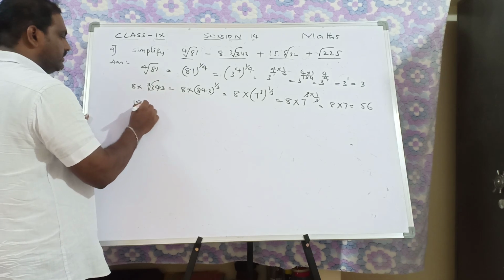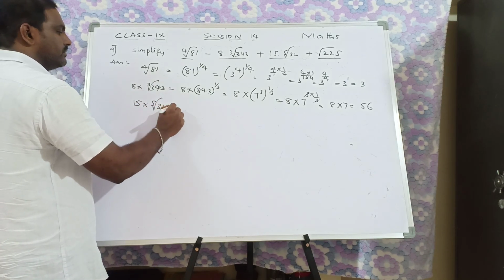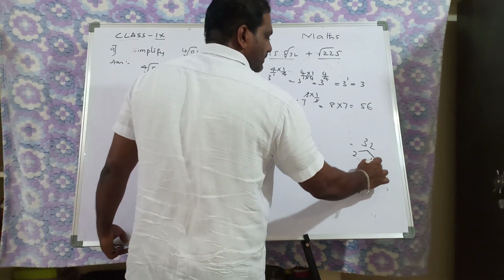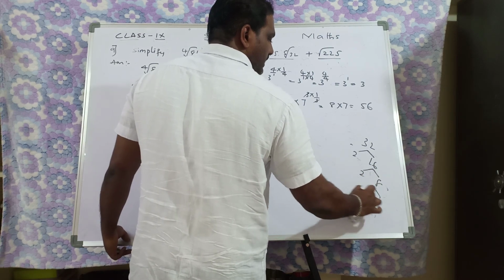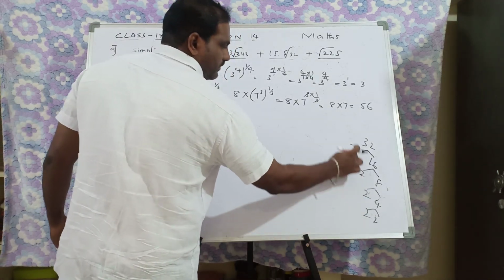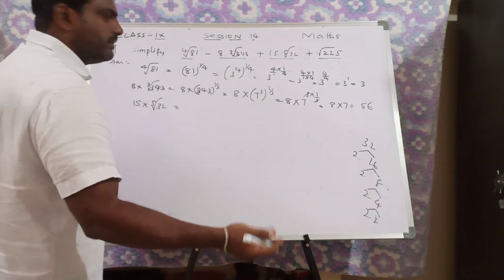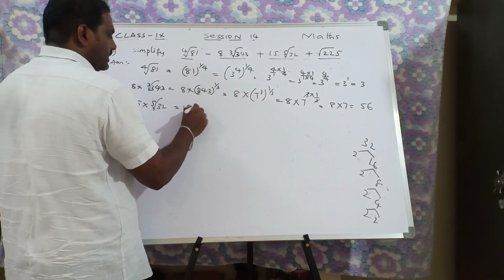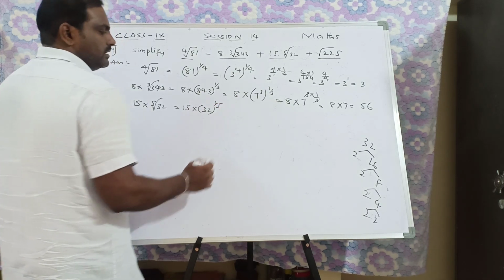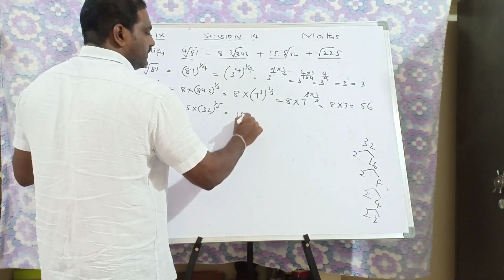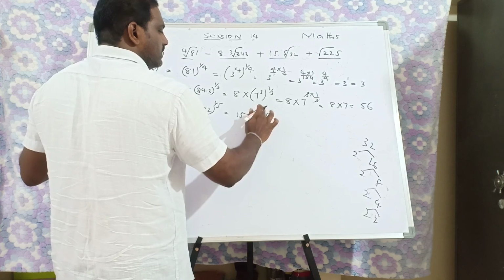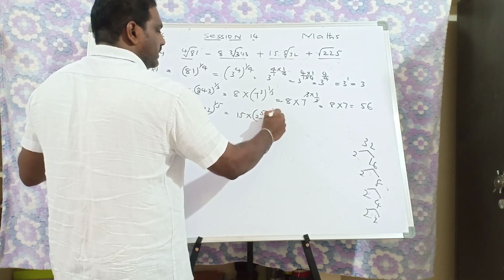Next, 15 into the 5th root of 32. Now 32 can be written as 2 into 16, 16 as 2 into 8, 8 as 2 into 4, and 4 as 2 into 2. So that means 1, 2, 3, 4, 5: 32 can be written as 2 power 5. So it is 15 into 32 whole power 1 by 5, which is 15 into 2 power 5 whole power 1 by 5.